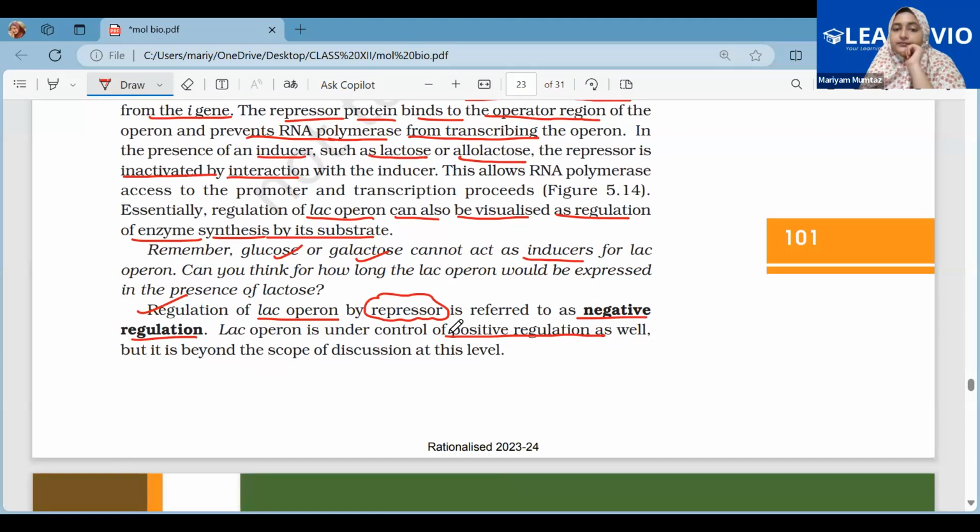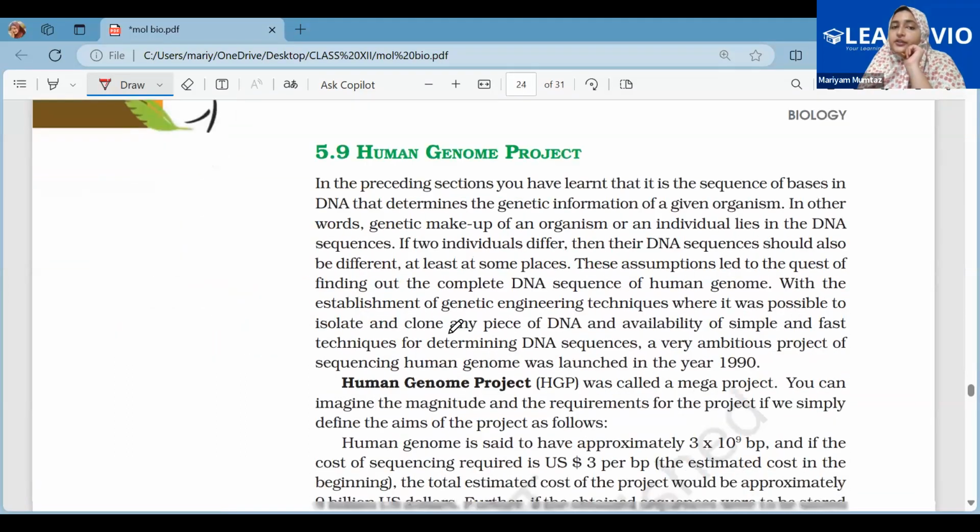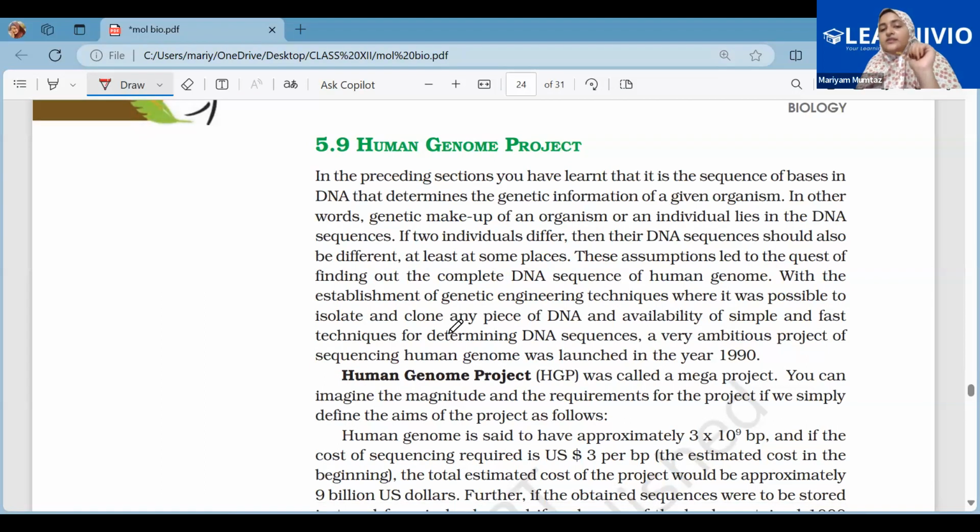All right. Now talking about the Human Genome Project. Now see, when people started to talk about genes, when they got more and more knowledge about the genes, then what happened? They started to do bigger projects or bigger works on genes and how the genes are regulated and everything. Now, up until now, we have studied about DNA, which is our genetic material, right?